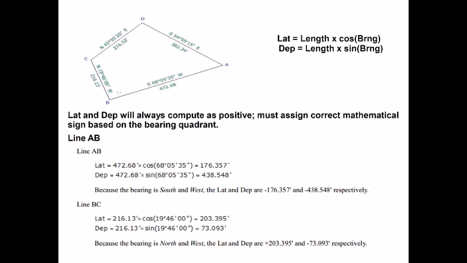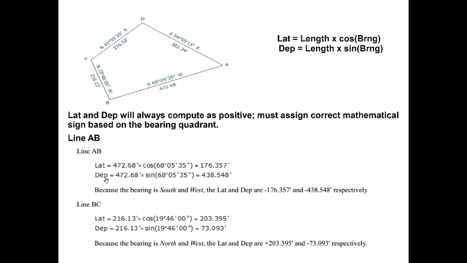Now, since we have the lengths and the bearings in our case, we can calculate the latitudes and departures. First, for the line AB, we have a length of 472.68. The equation for latitude is length times cos of bearing. So the length is 472.68, and you multiply by cos of the bearing given for AB, which is 68 degrees 5 minutes and 35 seconds, and you get this value. Now, since it is south, the latitude value 176.357 should have a negative sign.